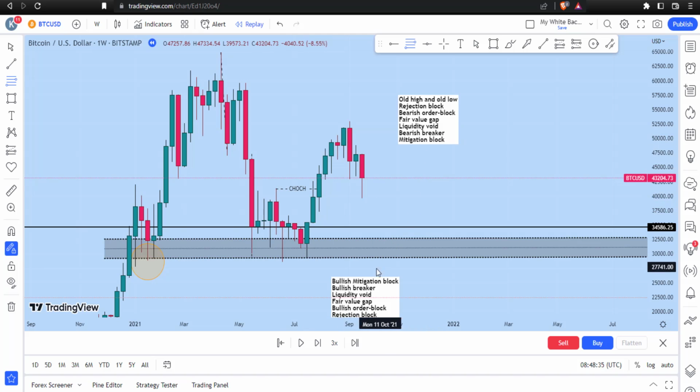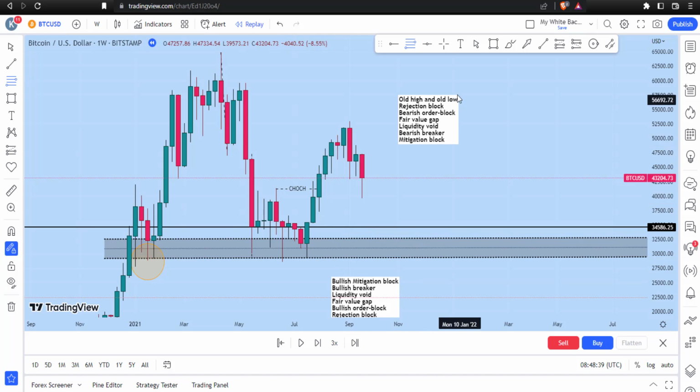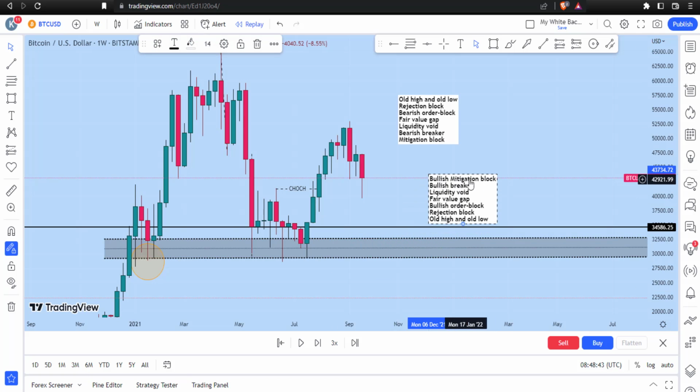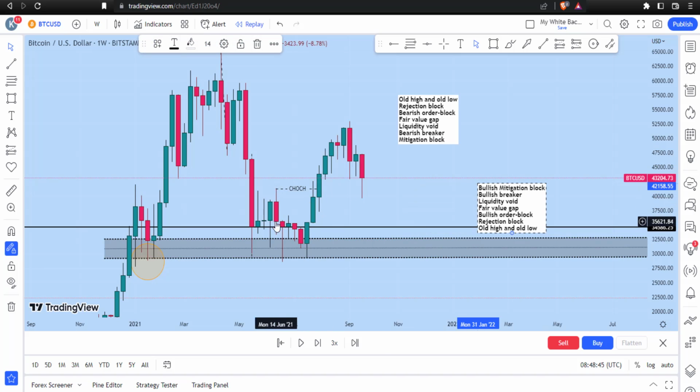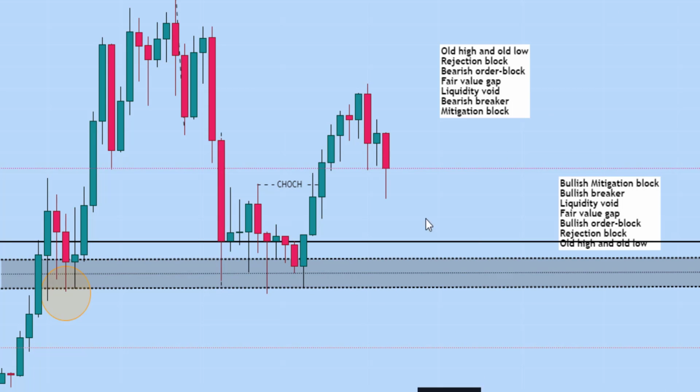And then what do we look out for from discount? Let me see if I can keep this clean. From discount, these are the things we look out for. We start from mitigation block. Do we have a mitigation block? No. Breaker block. Do we have a breaker block? This is looking like a breaker block to me because we take the low here. Remember, this time around, a bullish breaker block, something like this.